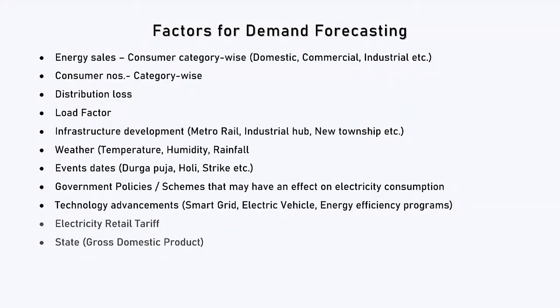There are many factors. The primary factor is energy sales. In demand forecasting, there are two kinds. One is peak power, another is energy. Energy is relatively stable. Energy means it is the entire demand under a curve. And peak demand is only one peak. So energy is the primary requirement for forecasting.